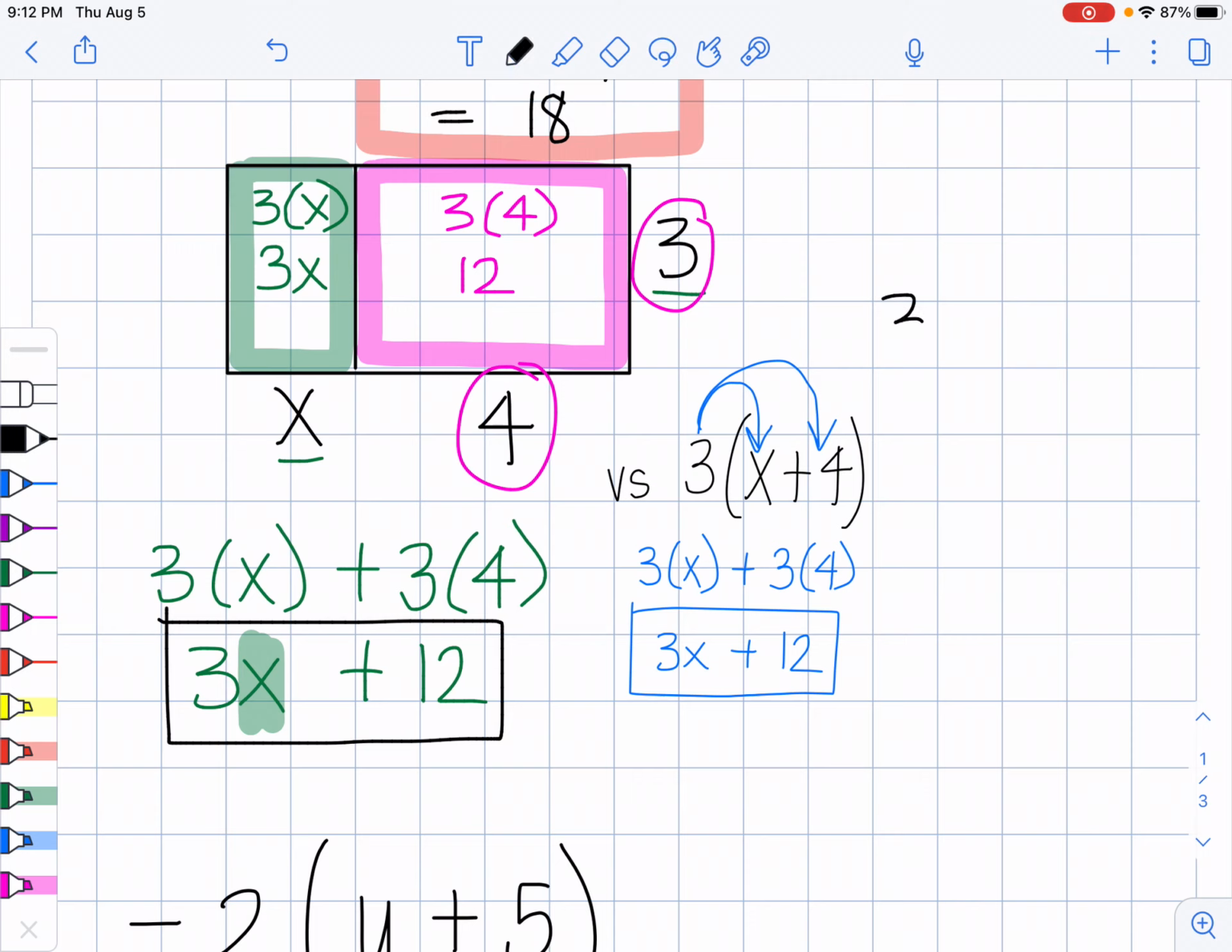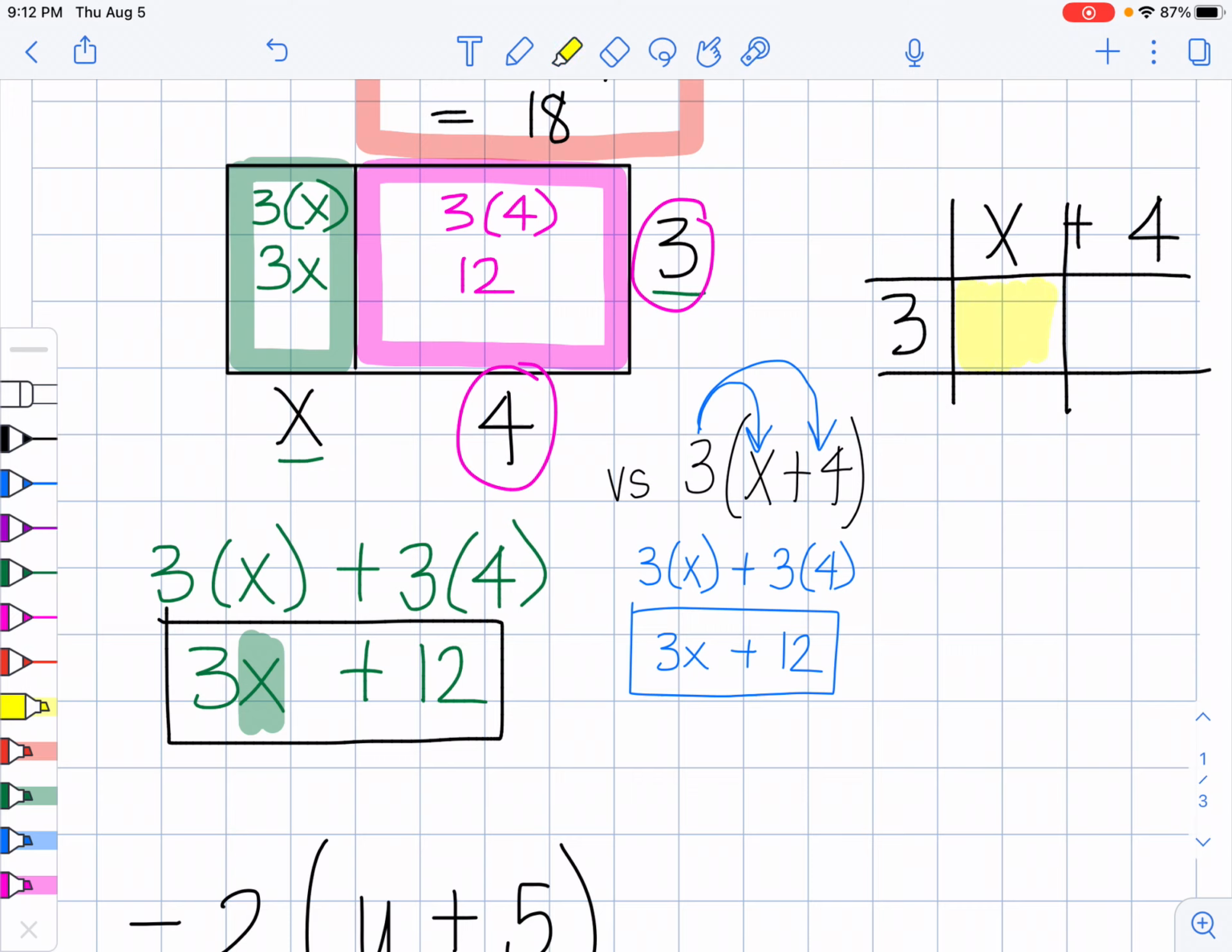I can write a 3 on the one side, and then I'm multiplying x plus 4 like this. So then you trace your finger. You say, okay, in this yellow box right here, the yellow box is made up of a 3 and an x. So I would multiply these together. 3 times x is 3x.